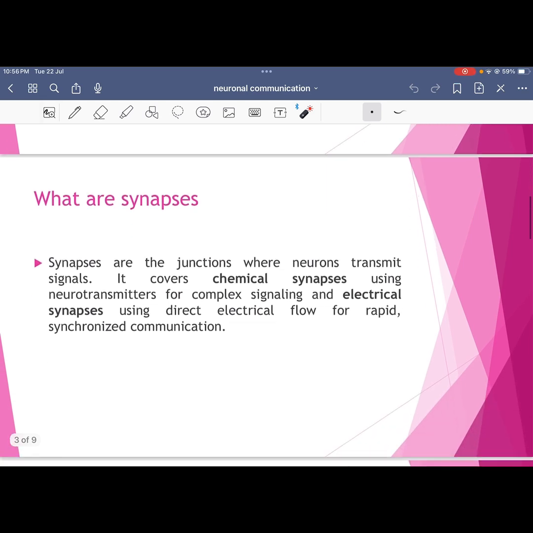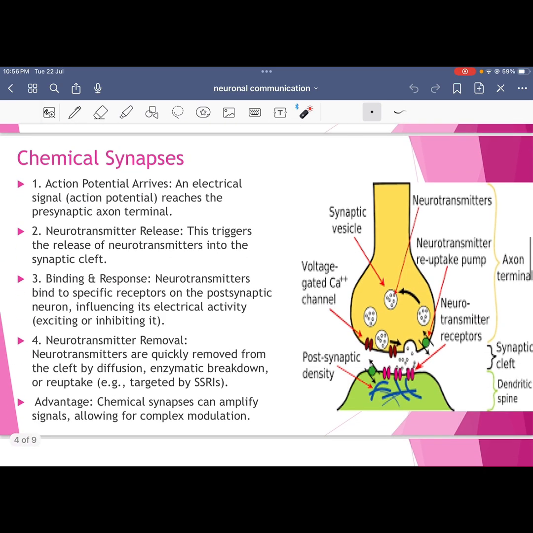So first, what are synapses? Synapses are the junctions where neurons transmit signals. So the neurons communicate with each other via chemical synapses or electrical synapses. First, we have the chemical synapses. How does a chemical synapse occur?